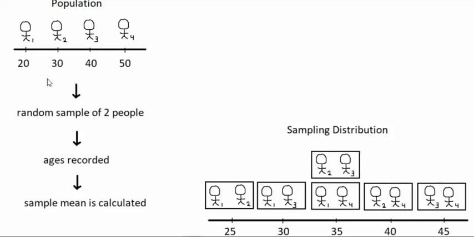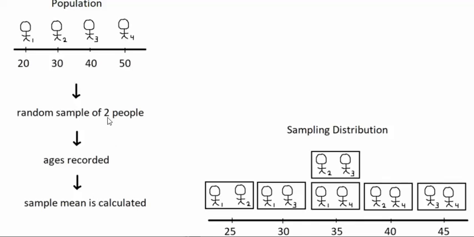If person 1 and person 2 are selected, the sample will have a 20-year-old and a 30-year-old. 20 plus 30 equals 50, divided by 2 equals 25. That means that if person 1 and person 2 are selected, the sample mean will be 25. If person 1 and person 3 are selected, the sample will have a 20-year-old and a 40-year-old. 20 plus 40 equals 60, divided by 2 equals 30. If person 1 and person 3 are selected, the sample mean will be 30. Like I said, the number that the sample mean comes out to depends on which 2 people are actually chosen.